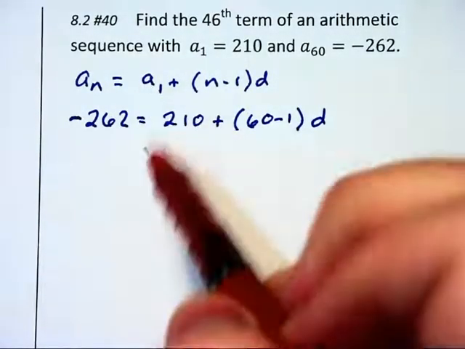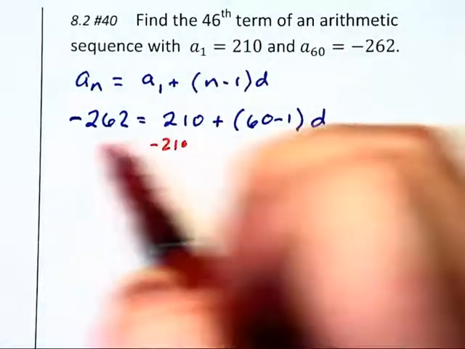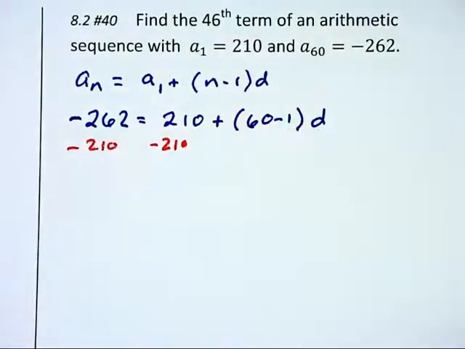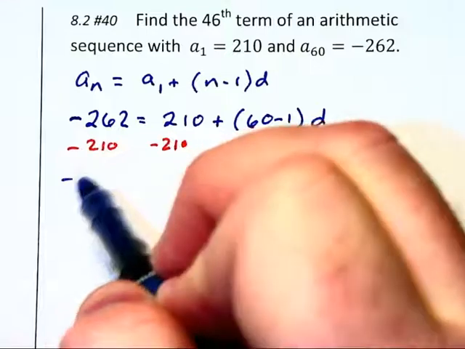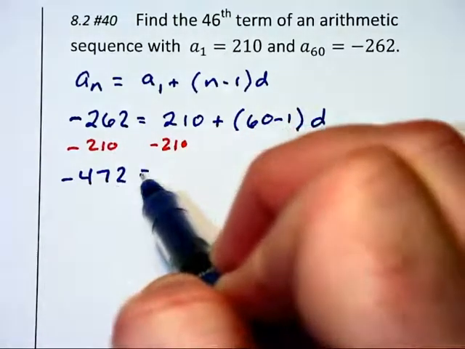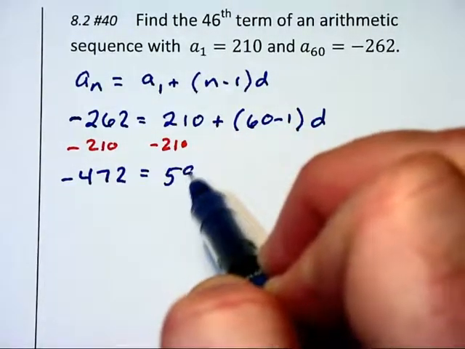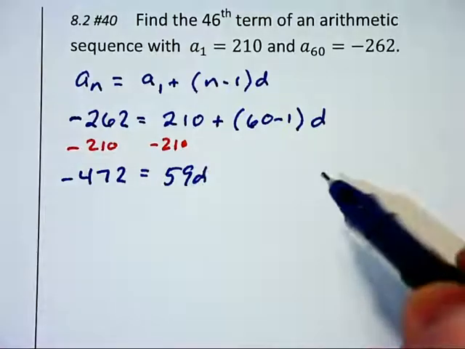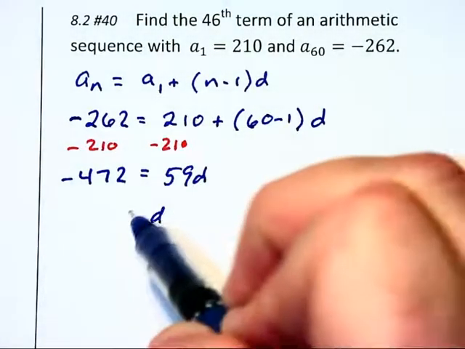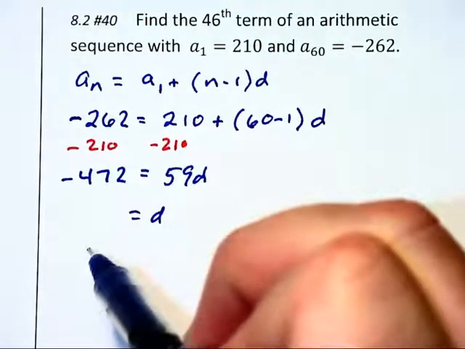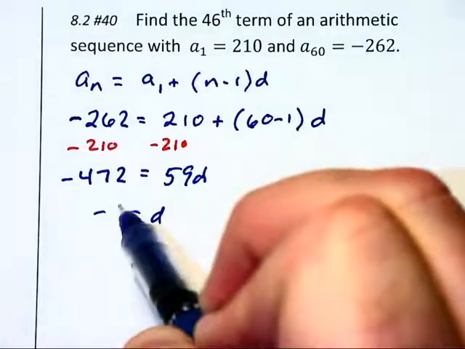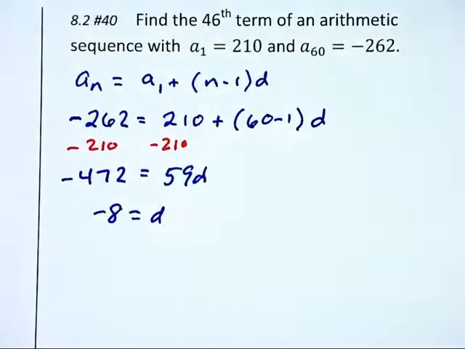When you subtract off the 210 on each side, we now have negative 472 is equal to 59d, and dividing by 59 on each side, we find out that d is equal to negative 8. We're adding negative 8 to go from term to term to term.